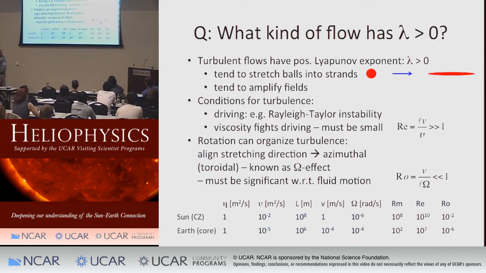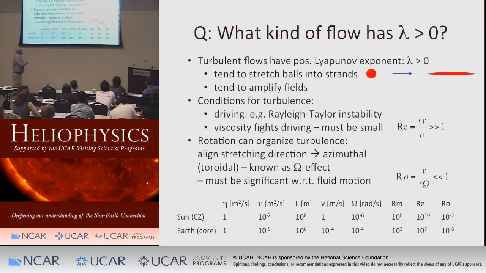Now let's think about things in our heliophysics system that we're interested in. For instance, the sun. And here I've quoted things for the convection zone. Turns out the resistivity, the inverse of the conductivity, is 1 meter squared per second. Also the same if you look at the liquid part of the Earth's core. Same resistivity. The velocity for the stuff inside the convection zone is actually not that fast, like a centimeter per second. It's not moving all that fast.